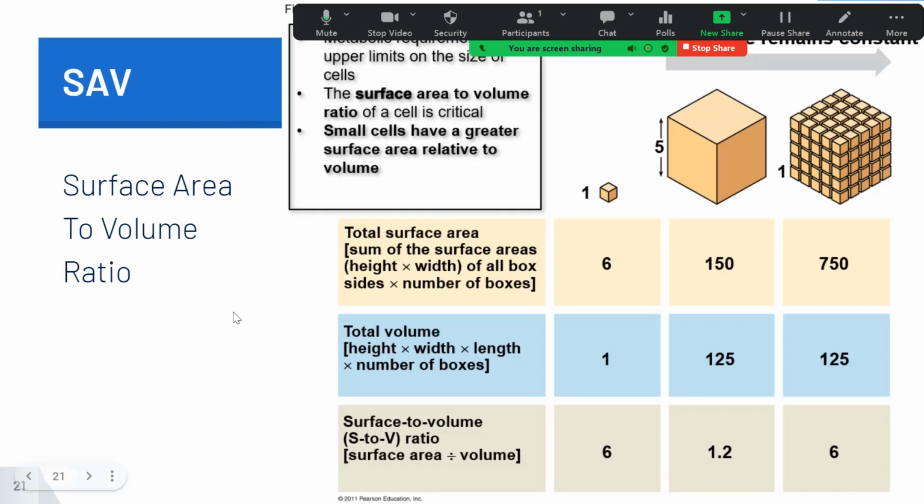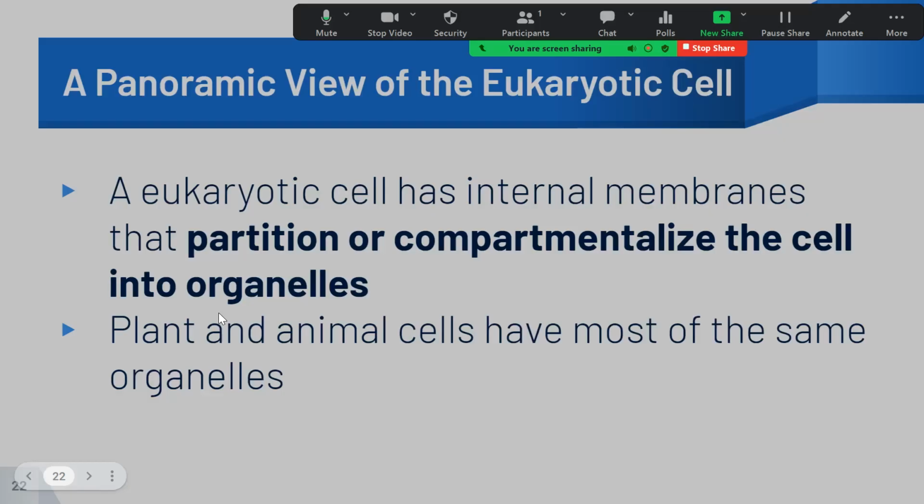Okay, and we're going to do a lab next week where we're going to take a closer look at surface area to volume ratio that will hopefully visualize it a little bit better for you.